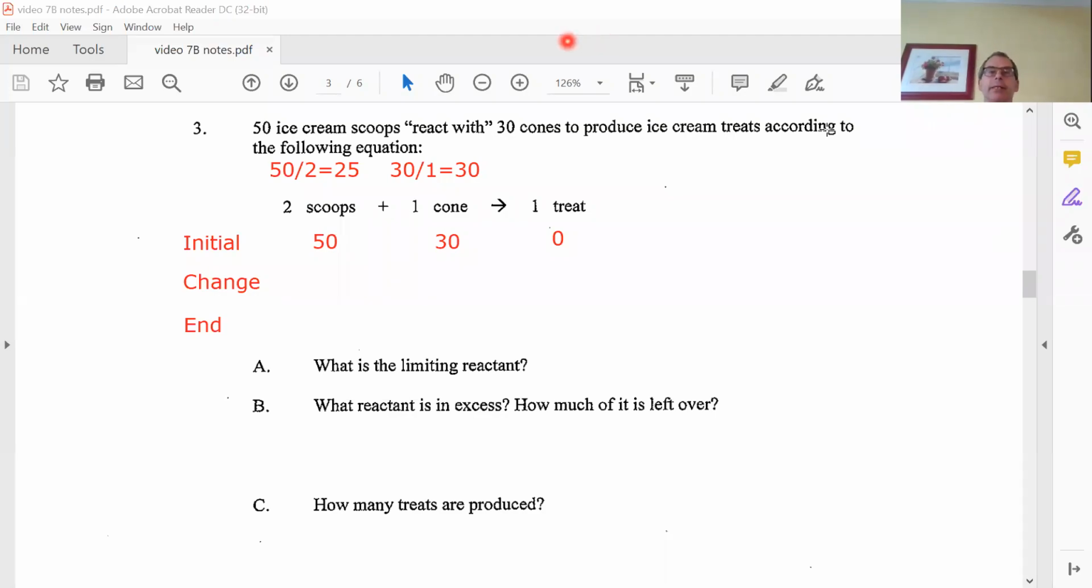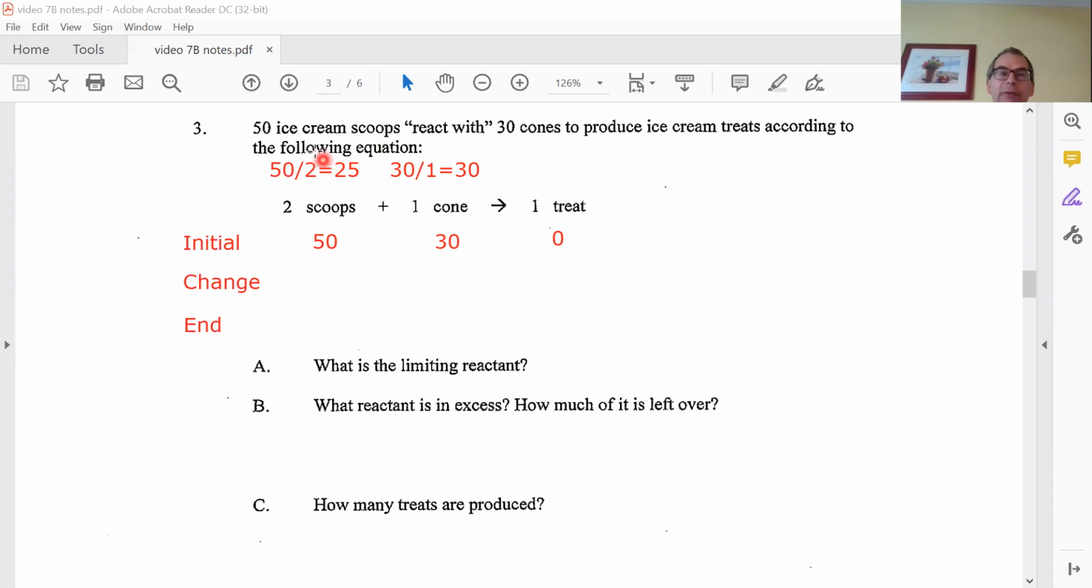Excess limiting reactants, page 4 of homework packet 7B. Let's take a look at what we have here. We have 50 ice cream scoops react with 30 cones to produce ice cream treats according to our equation. It's the same: 2 scoops plus 1 cone forms 1 double-decker ice cream treat. So you're going to be real inflexible and try to hold things to that particular ice cream treat equation.